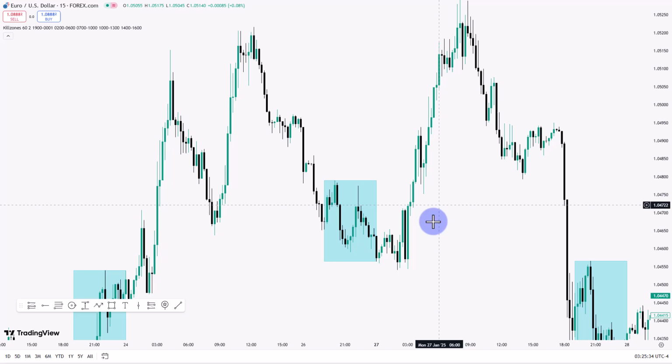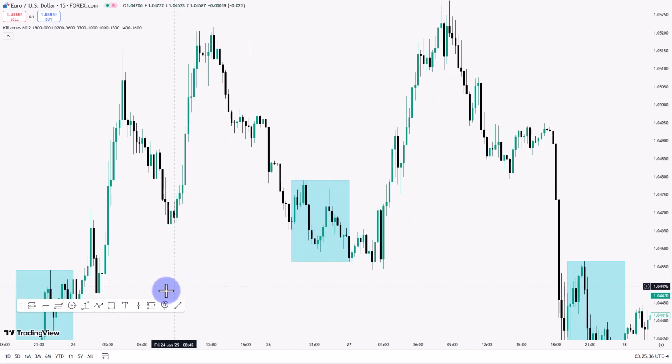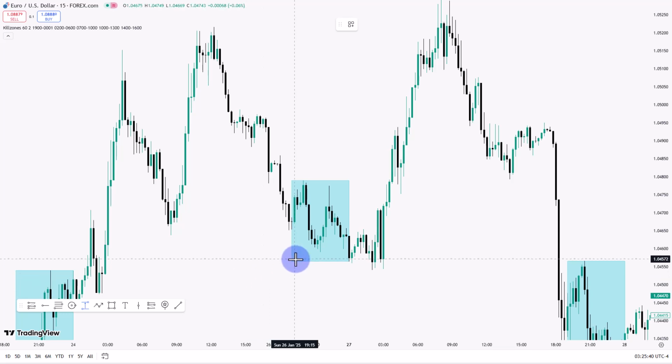Look at another example here. We have the Asian session, which is also ideal. If you measure the range of the Asian session between the low to the high, this is just 22 pips, so this is very good. Price took out the Asian session low during London session, the 2 a.m. New York Standard Time.